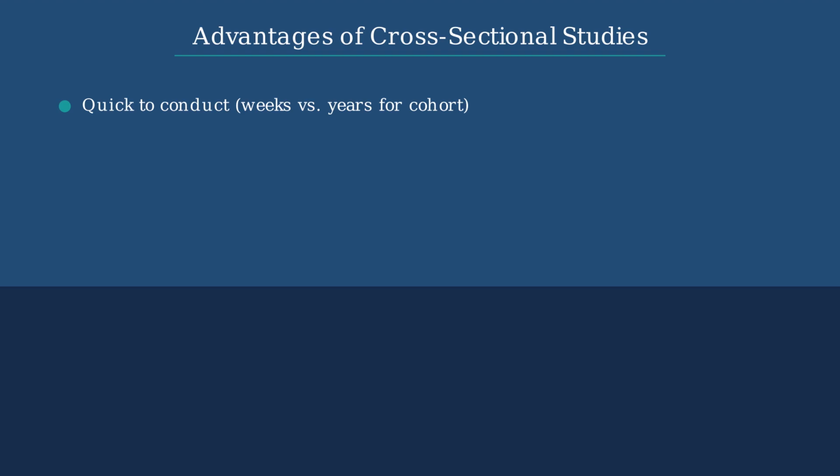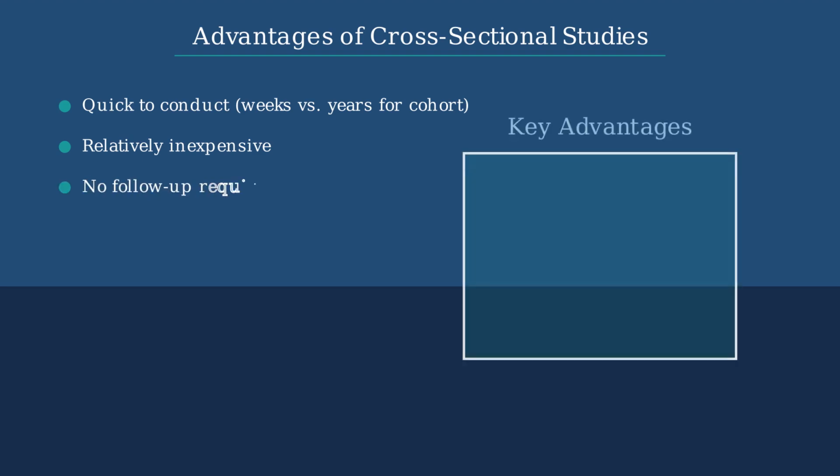Cross-sectional studies have 6 major advantages. First, they're quick to conduct, often completed in weeks rather than the years required for cohort studies. Second, they're relatively inexpensive compared to other study designs, as they don't require lengthy follow-up or multiple data collection points. Third, they don't require participant follow-up, which eliminates issues with dropout rates and reduces logistical challenges.